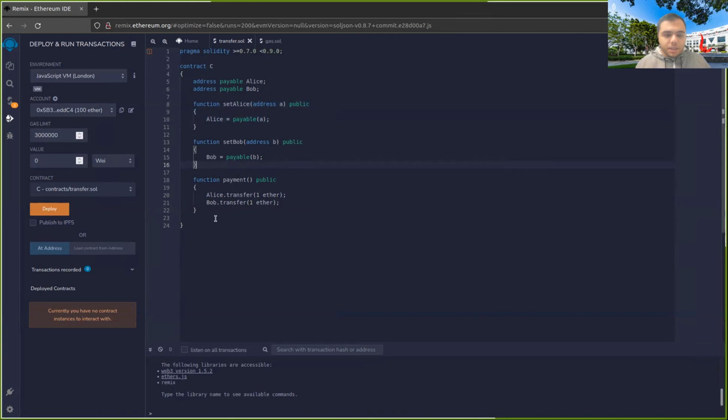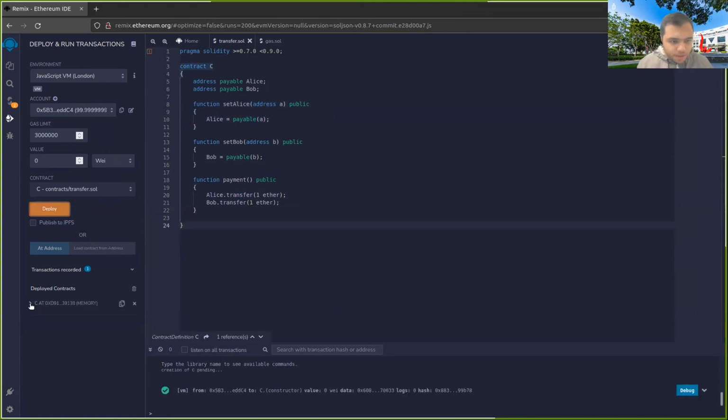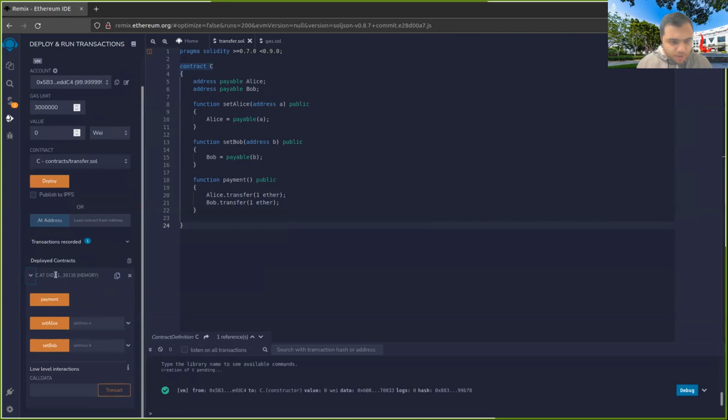Now, I'm writing this contract because I want to demonstrate a vulnerability that existed in many of the submissions that we got for homeworks 4 and 5. And the vulnerability is basically due to this transfer here. So let's actually deploy this contract. I deployed it. This is the address of my contract.